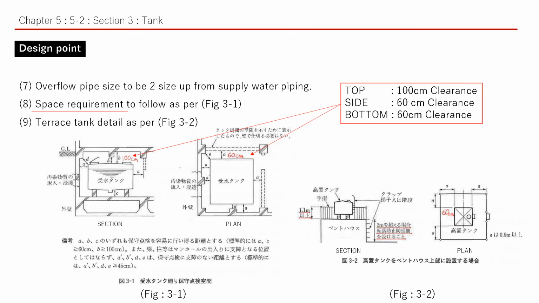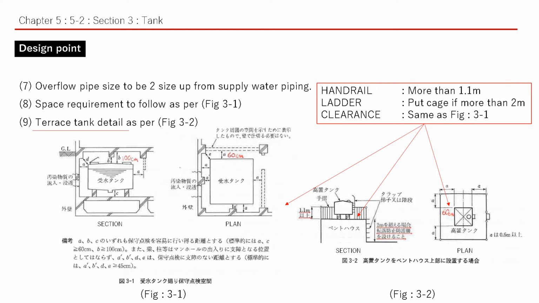Item 8. This is the space requirement for the drinking water tank. As mentioned, top 100 cm clearance, side 60 cm clearance, bottom 60 cm clearance are required. Item 9. This is the requirement for terrace tanks. A terrace tank is generally put on the terrace. Therefore, consider handrail and ladder as per requirement.